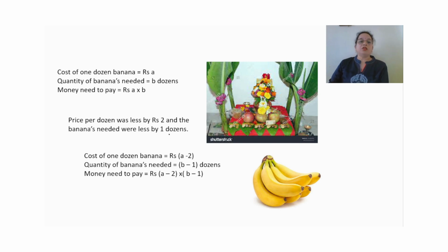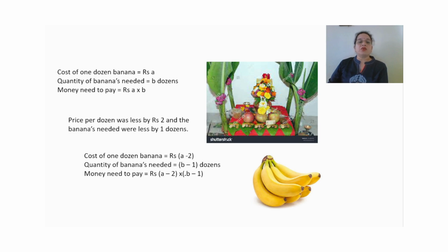मेरे घर जो मैंने गेस्ट बुलाए थे उनमें से भी कुछ लोग कम आ रहे हैं, तो मुझे 1 डजन बनाना भी कम खरीदना होगा। तो अब बनानास की कॉस्ट हो गई A-2, क्योंकि हर डजन में से ₹2 कम हो गए। नंबर ऑफ बनानास मुझे चाहिए थे B, बट मुझे 1 डजन कम चाहिए, तो B-1। तो अब मुझे कितने पैसे देने पड़ेंगे?